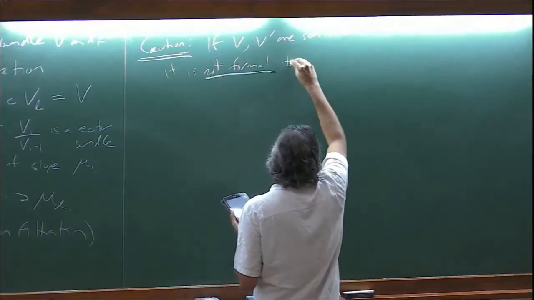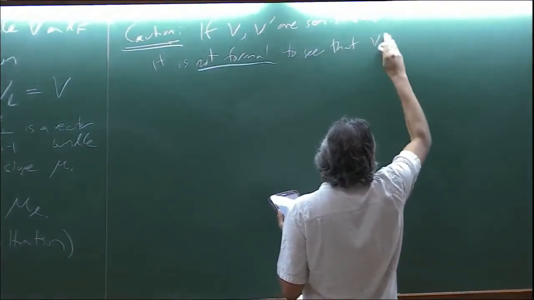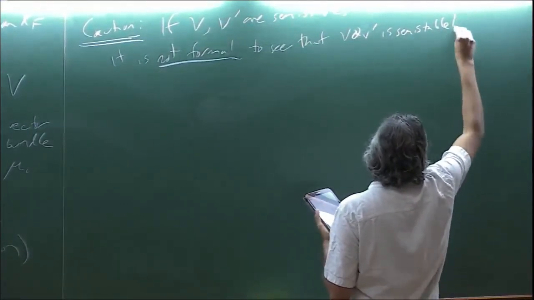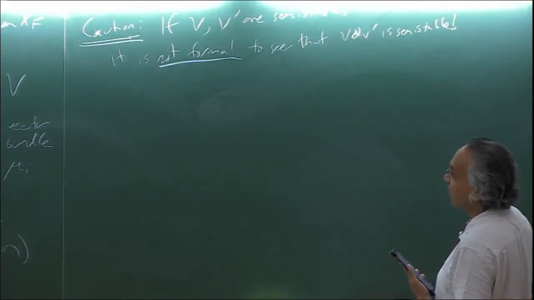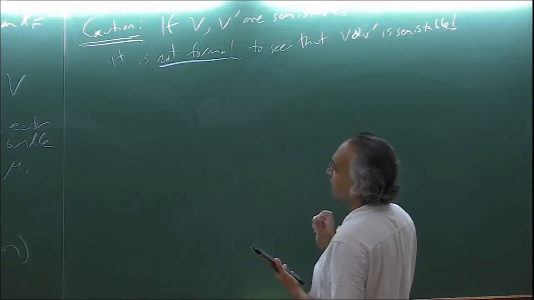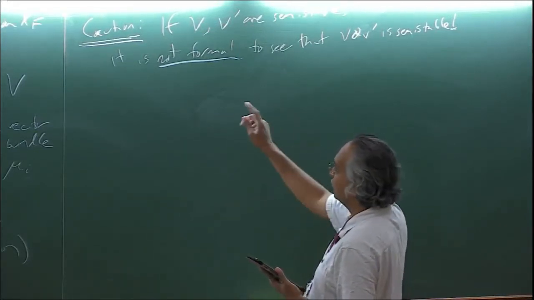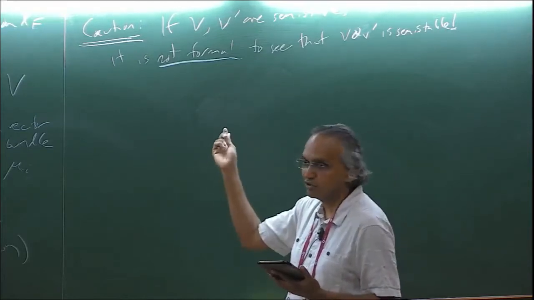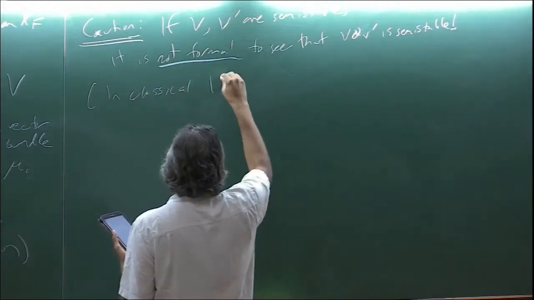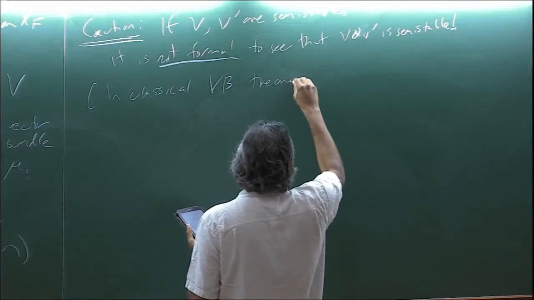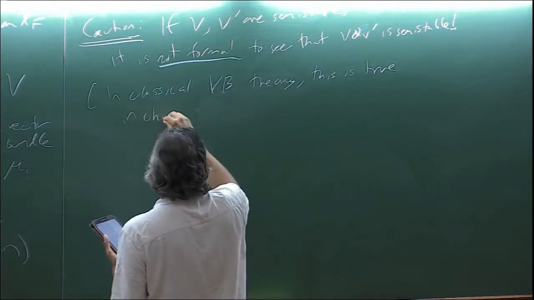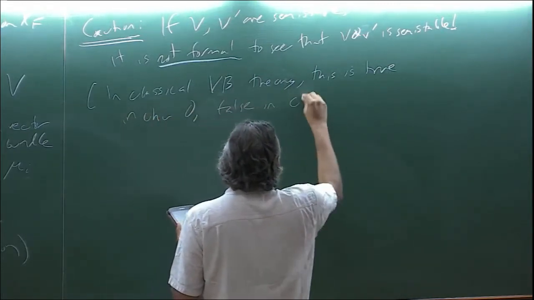it is not formal to see that the tensor product of two semi-stable things is semi-stable. That is not a formal consequence of just the axioms. And in fact, to convince you that it's not formal, I can point out that in classical vector bundle theory, this is true in characteristic 0 and false in characteristic P.